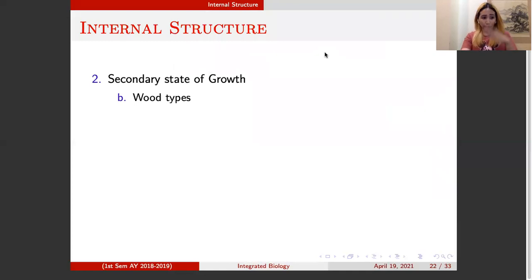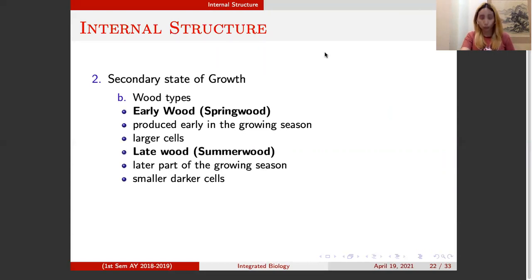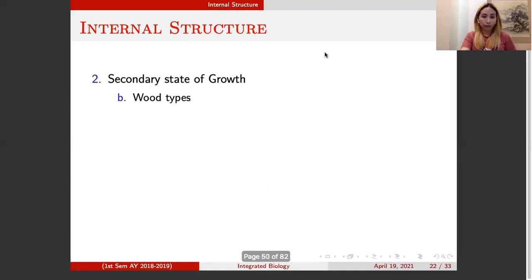Now, because secondary growth basically facilitates production of wood, so there are different types of wood that are actually formed as well. Okay, so meron tayong tinatawag na early wood or the spring wood. So as the name suggests, it is formed during the growing season. So they have larger cells, okay, and they are bigger, no, pagka nakita niyo sila. And then we have the late wood. These are the ones that are formed late during the growing season, and they are smaller and darker.